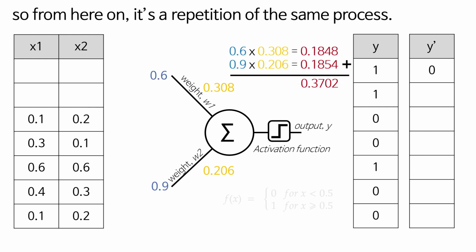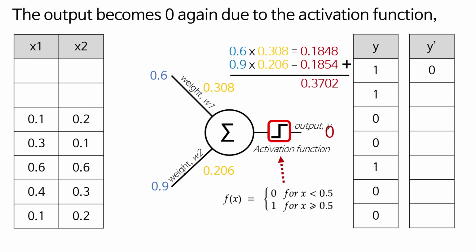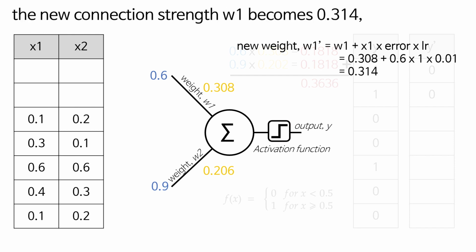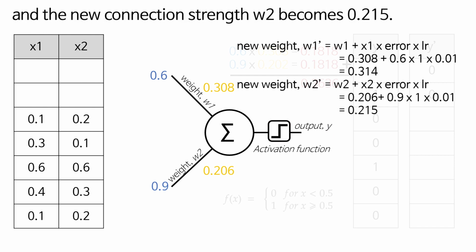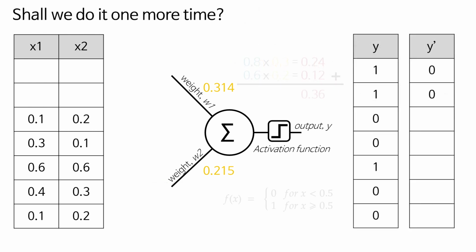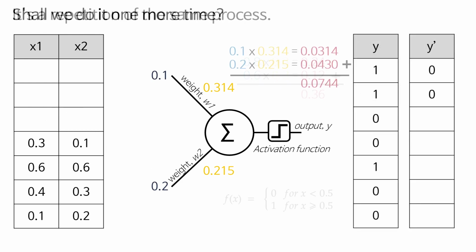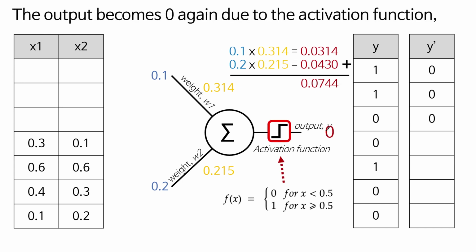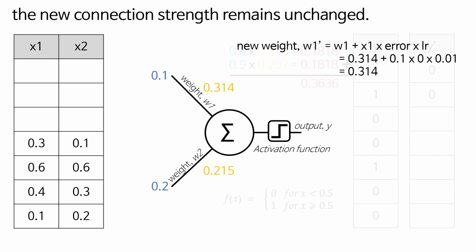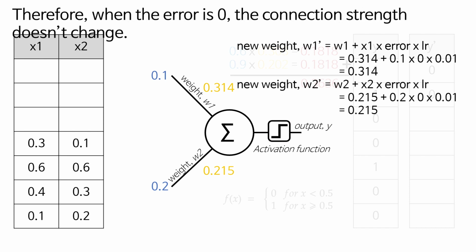The output becomes 0 again due to the activation function, and since the error is 1 again, the new connection strength W1 becomes 0.314, and the new connection strength W2 becomes 0.215. We update the connection strengths again. Shall we do it one more time? It's a repetition of the same process. The output becomes 0 again due to the activation function, but this time, since the error is 0, the new connection strength remains unchanged. Therefore, when the error is 0, the connection strength doesn't change.